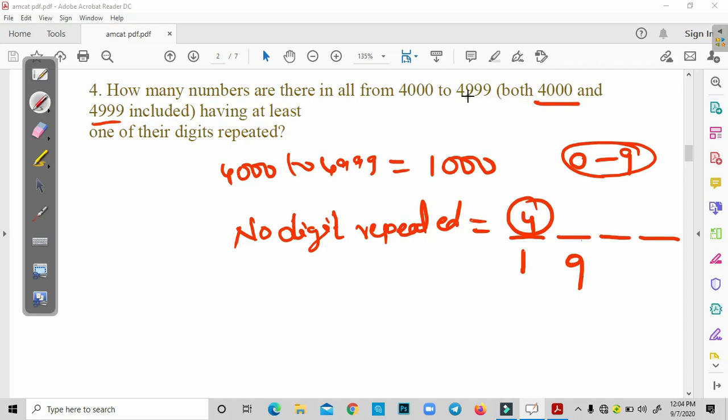If I place 0, 4, 0, 9, 9 is possible. Again, if I take 0, 0, that means how many cases are there? Total from 0 to 9, I can place any number, yes or no? 0 to 9 means 0, 1, 2, 3, 4, 5, 6, 7, 8, 9. Only 10 possibilities are there.